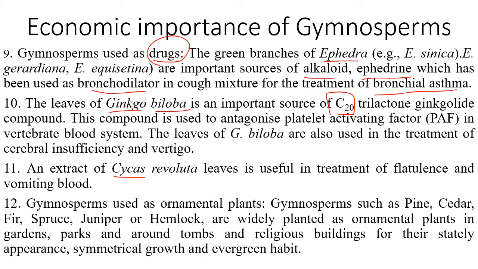Extract of Cycas leaves, this leaf extract is useful in treatment of flatulence and vomiting blood. Gymnosperms are used as ornamental plants, which include pine, cedar, fir, spruce, juniper, hemlock. These are widely planted as ornamental plants in gardens, parks, around tombs, and religious buildings for their stately appearance, symmetrical growth, and evergreen habit.